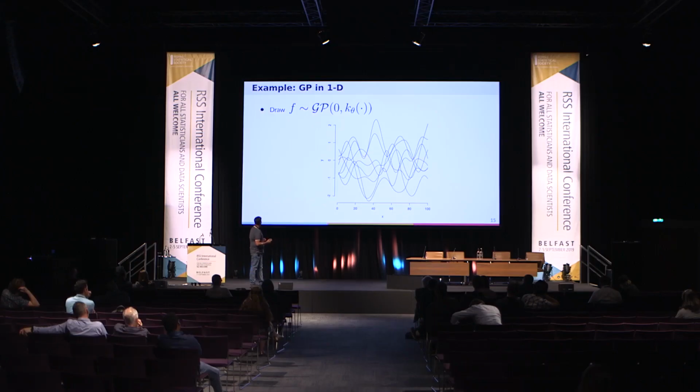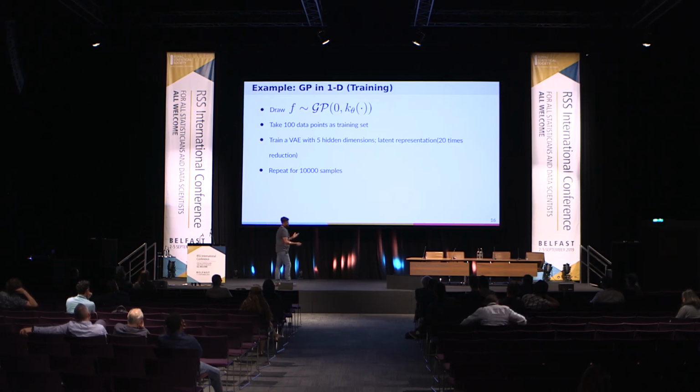So let's look at an example for a Gaussian process in 1D, and how a VAE can learn it. What we first do is draw a single function f from this GP. We take 100 points from that function f, and we train our VAE on it. While training our VAE, we encode all those 100 points into only 5 points, right?